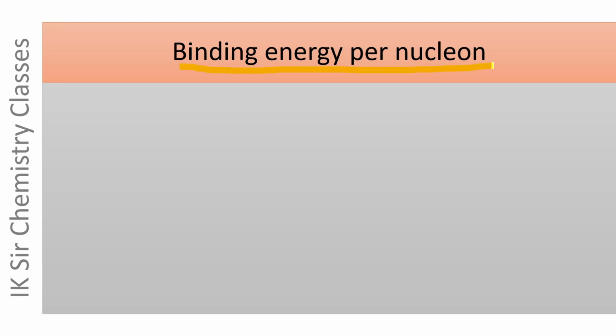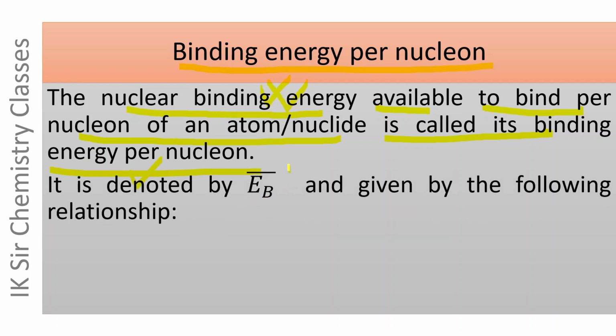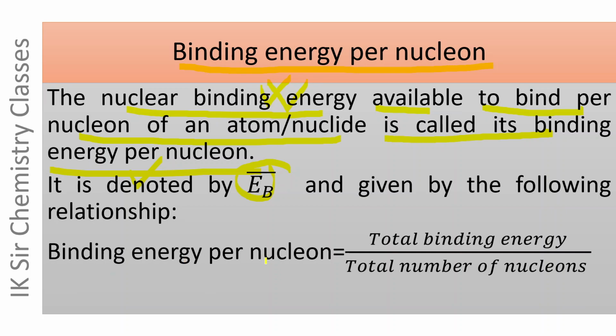Binding energy per nucleon. The nuclear binding energy available to bind per nucleon of an atom or nuclide is called its binding energy per nucleon. It is denoted by EB bar and given by the following relationship. Binding energy per nucleon is equal to total binding energy divided by total number of nucleons.